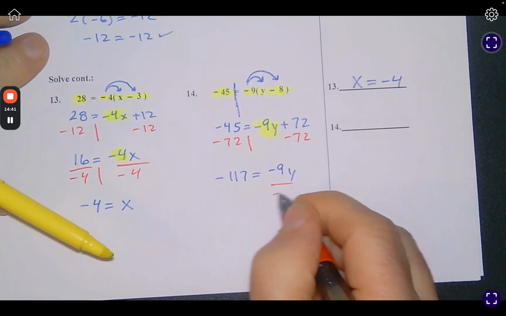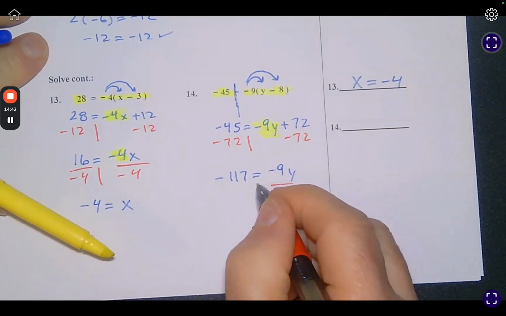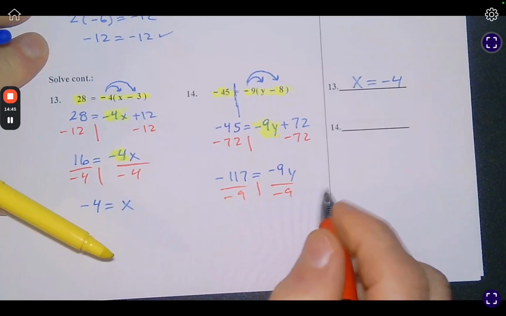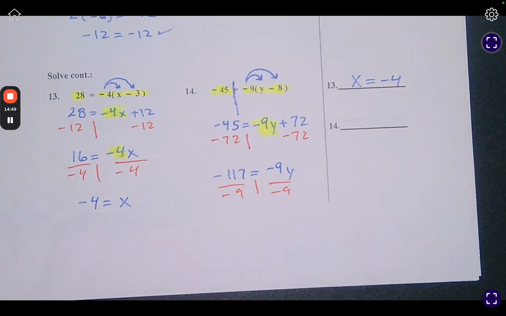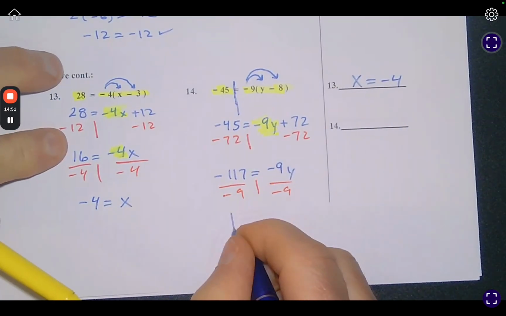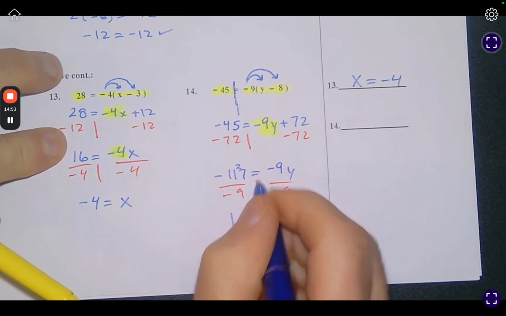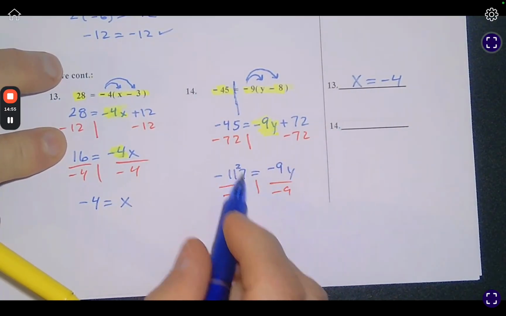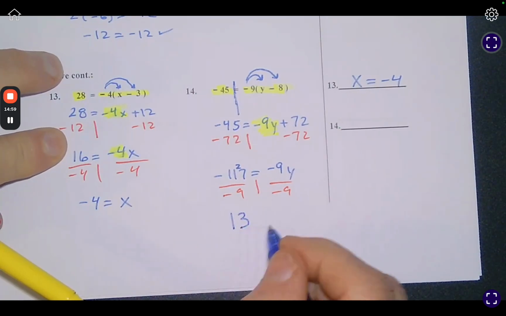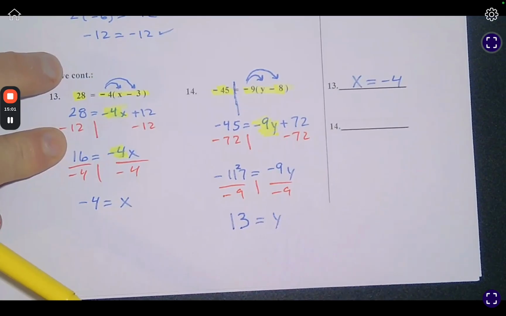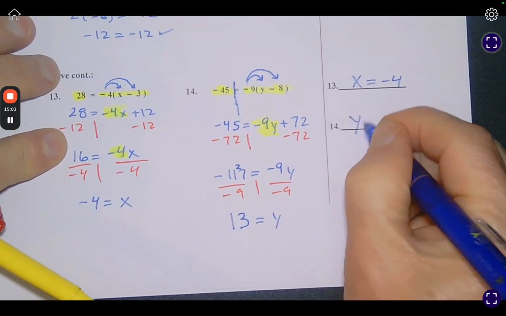Divide both sides by -9 because now I want to isolate that y. Negative divided by a negative is a positive. 9 goes into 11 once with a remainder of 2. So I'm going to put that in front of the 7. 9 goes into 27 3 times. Let's go. That wasn't bad. Remember, variable always goes on the left.